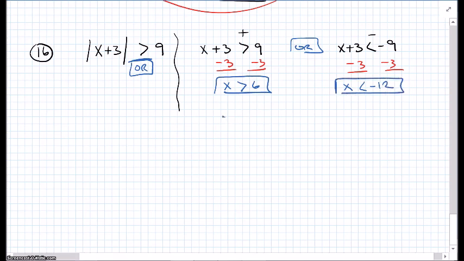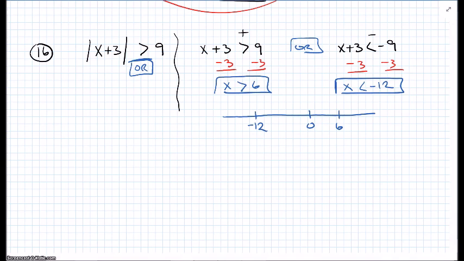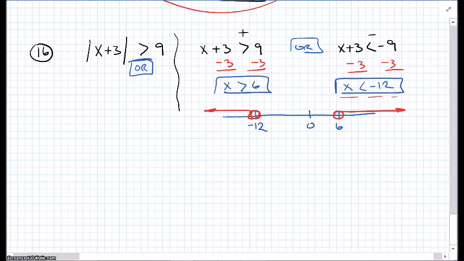So let's put a number line down. I'll mark 0, I'll mark 6, and I'll mark negative 12. X is greater than 6, so a hollow circle on 6, greater goes to the right. The other one right here, x is less than negative 12, hollow circle on negative 12, no equal signs, going to the left because of less than.